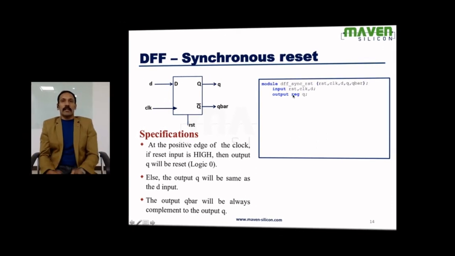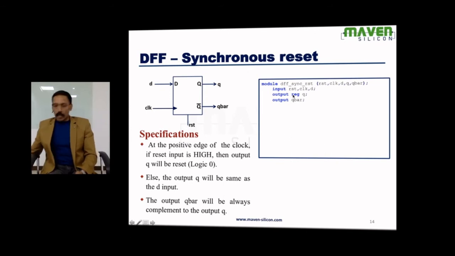No, it doesn't work like that. The hardware doesn't depend on constructs. The hardware depends on coding style. So you need to focus on coding style here. This is the rule. We are using always block, so the output has to be range. Here, if you look at Q bar, it is not range because we want to use assign.